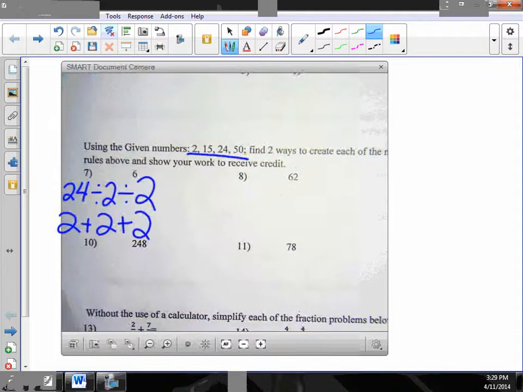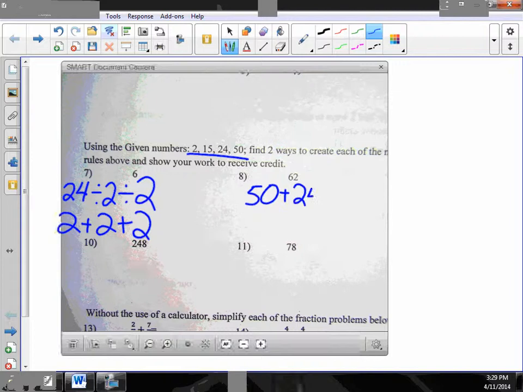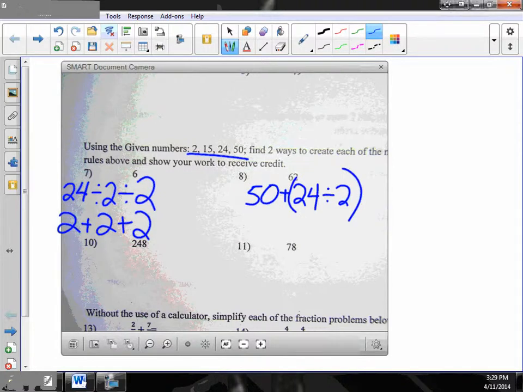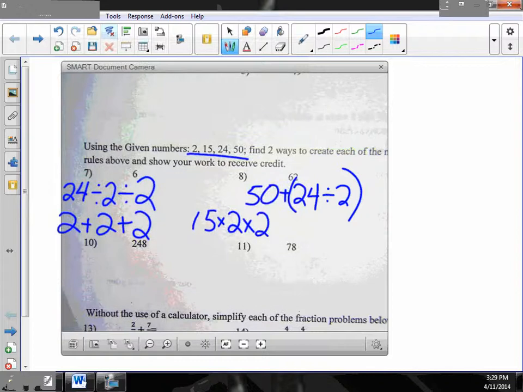Let's see. Let's move on to 62. 50 plus 24. But if I took that 24 and I divided it by 2, then that's actually 50 plus 12. That equals 62. You could do 15 times 2 is 30 times 2 is 60 plus 2. That would be 62, and so on.